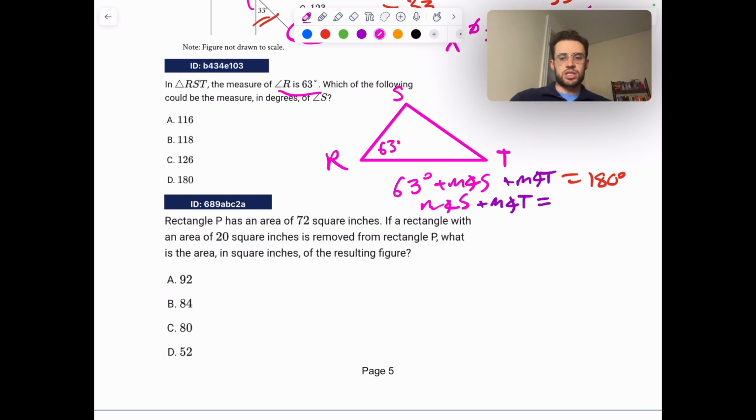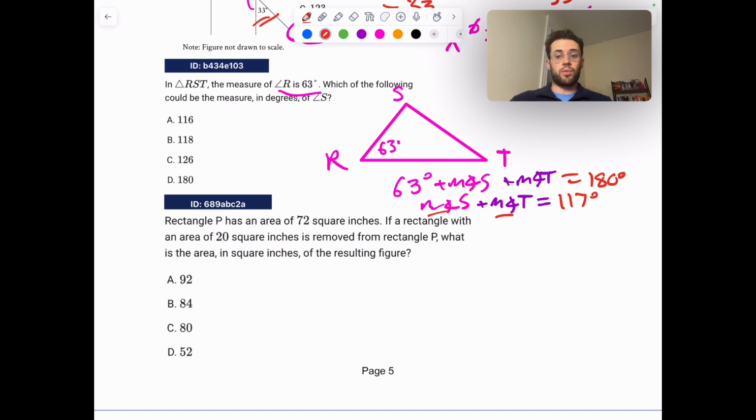So we could subtract 63 from both sides. 180 minus 63 gives us 117 degrees. So these two combined add up to 117 degrees. They can't be more than that. Neither of them can be more than that. And technically, both of them have to be at least a little bit less.